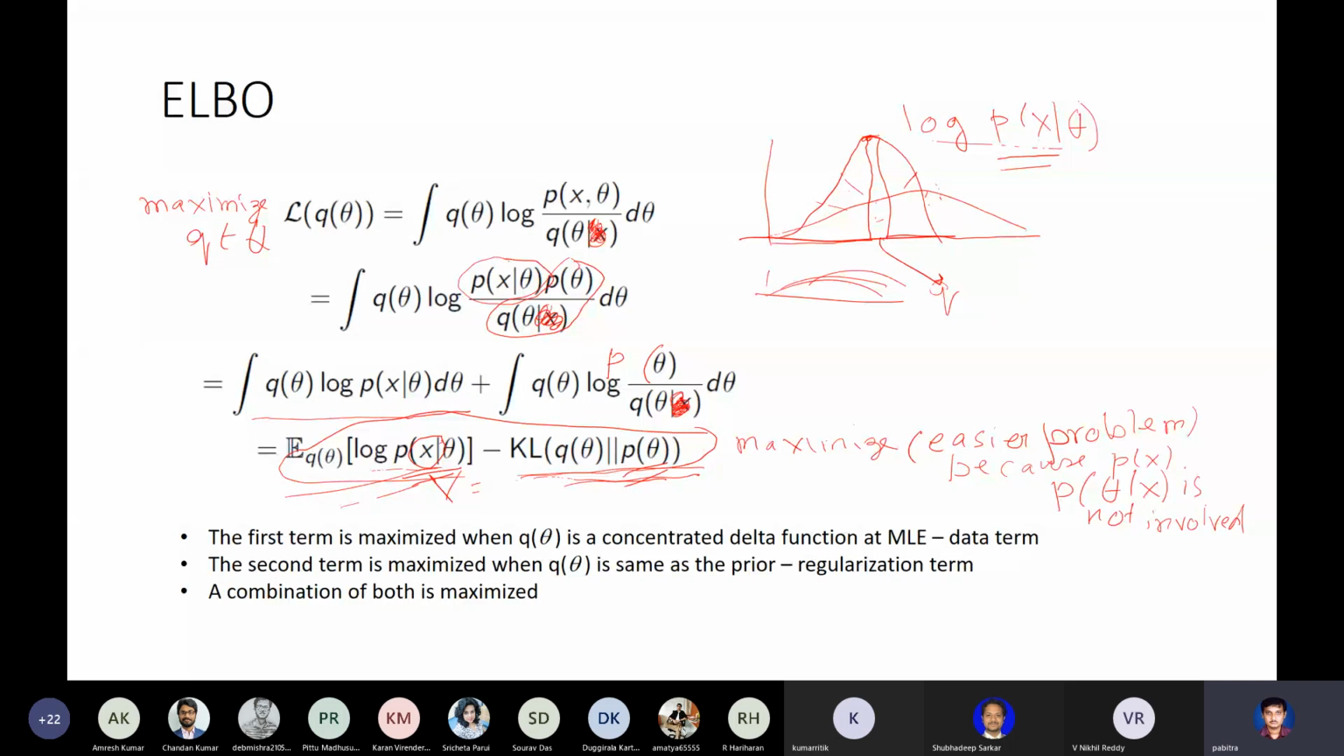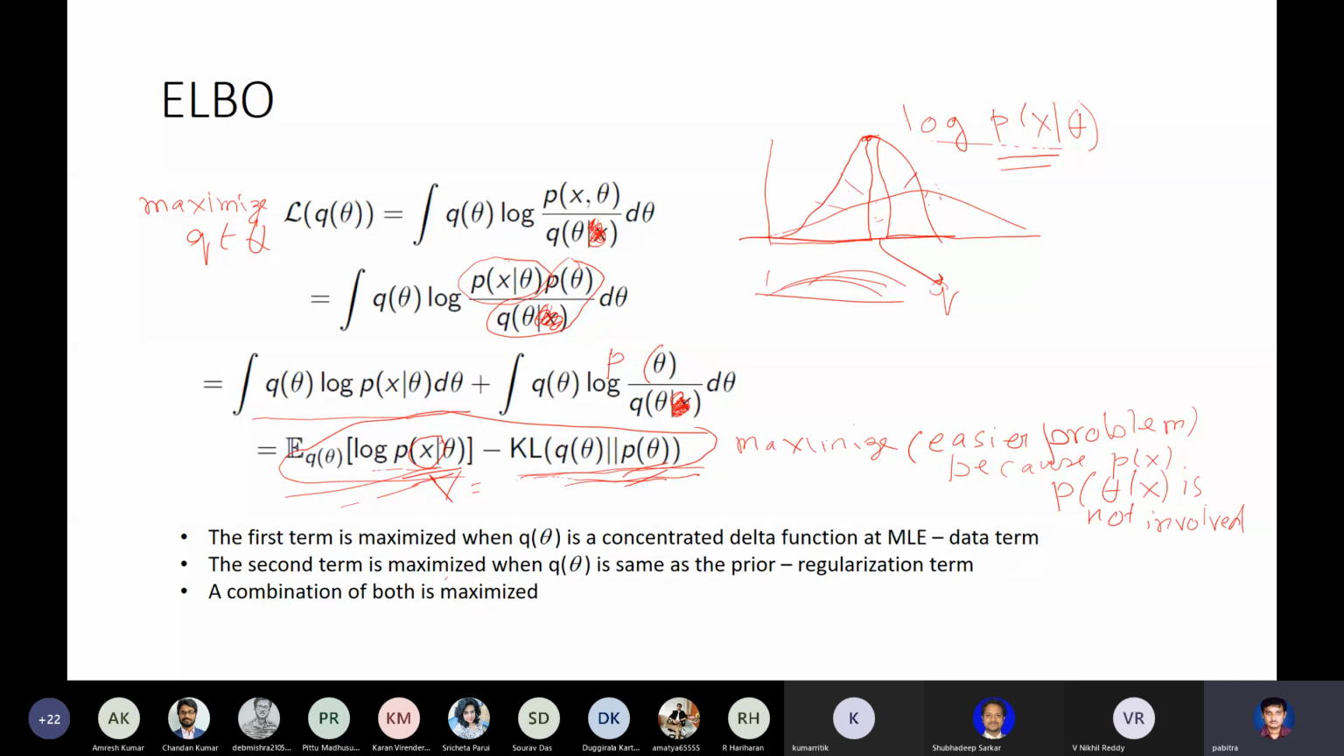So this quantity is minimum when KLD is 0. That's the minimum value of KLD. And KLD is 0 when Q theta equals the prior distribution P theta. Okay, so now you are changing Q. On one hand, you want to make Q a delta function concentrated at the MLE of P x given theta for the first term. You want to do that.